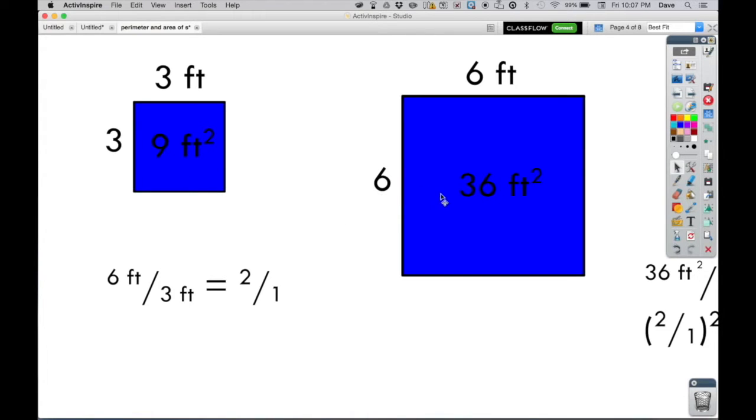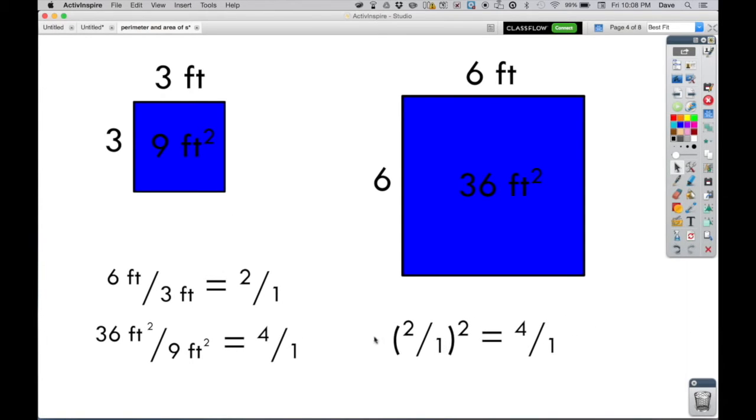Now what we do is we take a look at that ratio, 36 square feet to 9 square feet. And if we reduce it down, we get 4:1, which is not the same as 2:1. Well, like we did in class, we did different squares and different shapes, and eventually we came to the conclusion that if you take the ratio of corresponding sides and square those numbers, you get the ratio of areas. So in other words here, 2/1 squared equals 4/1.